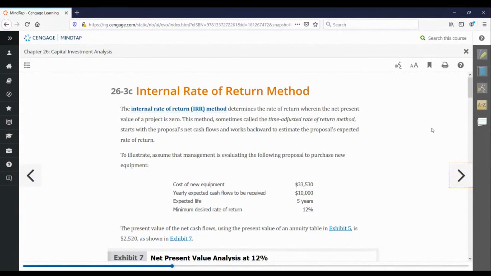Another method that will help us to further evaluate our investments is what we call the internal rate of return method. In the internal rate of return method, what they're doing is they're trying to determine the rate of return wherein the net present value of the project is zero. We will want to start with the proposals. The net cash flows, always when you're using some type of present value analysis, we're going to be looking at the net cash flows. And in this case, we're going to work backwards to estimate the proposal's expected rate of return.